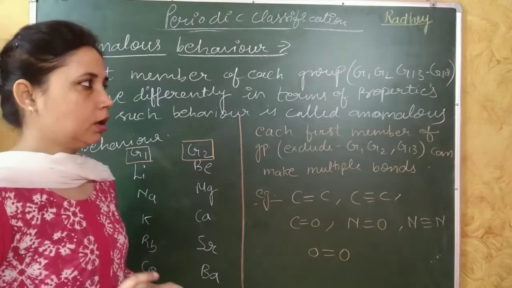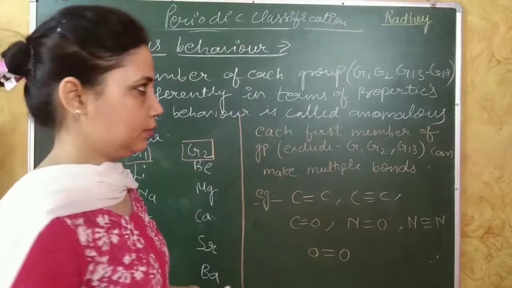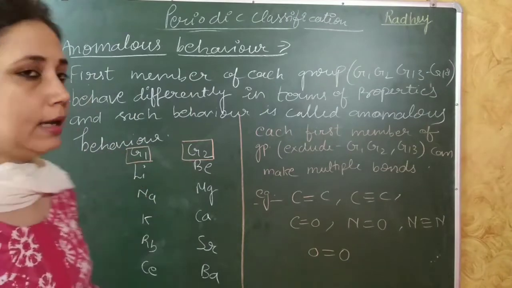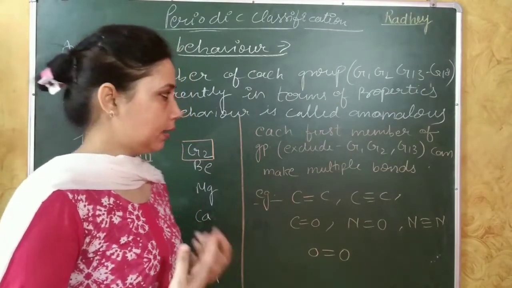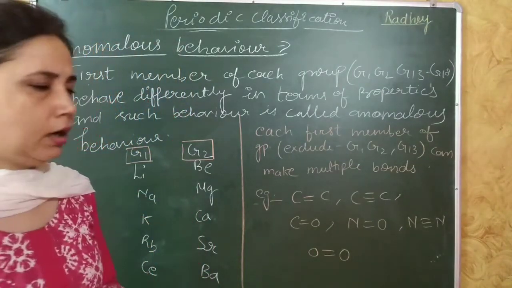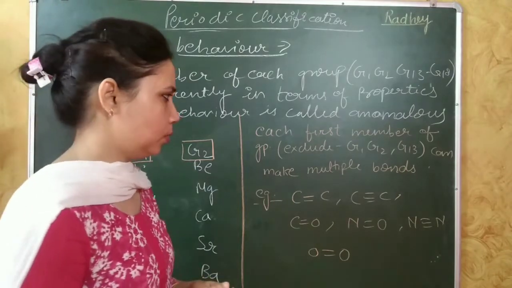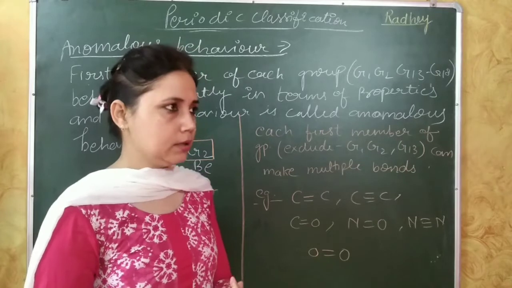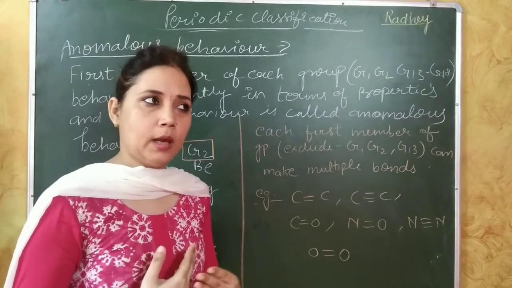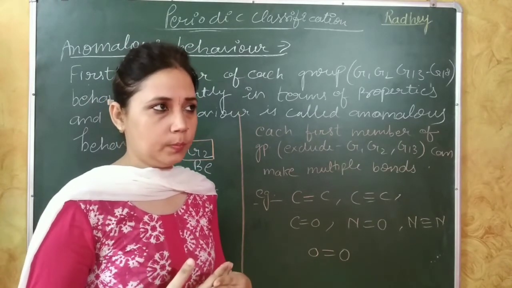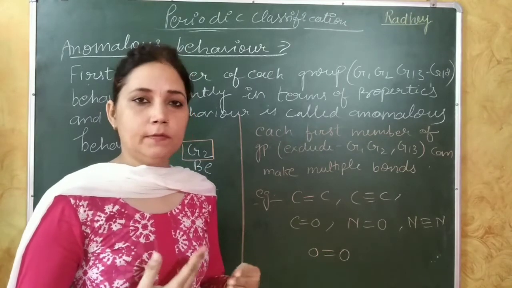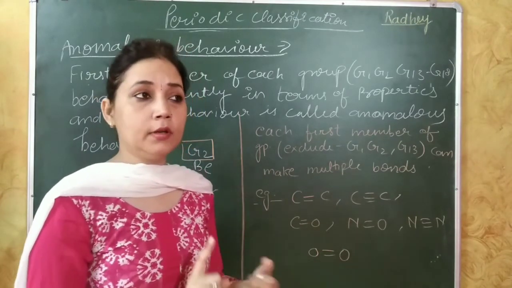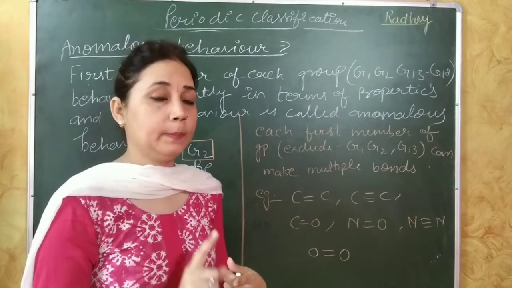So after the topic of valency and oxidation state, we are on our next topic, that is anomalous behavior. So what is this behavior? Anomalous behavior is shown by some of the groups of elements in which the first member of each group behaves differently from the other members of that particular group.